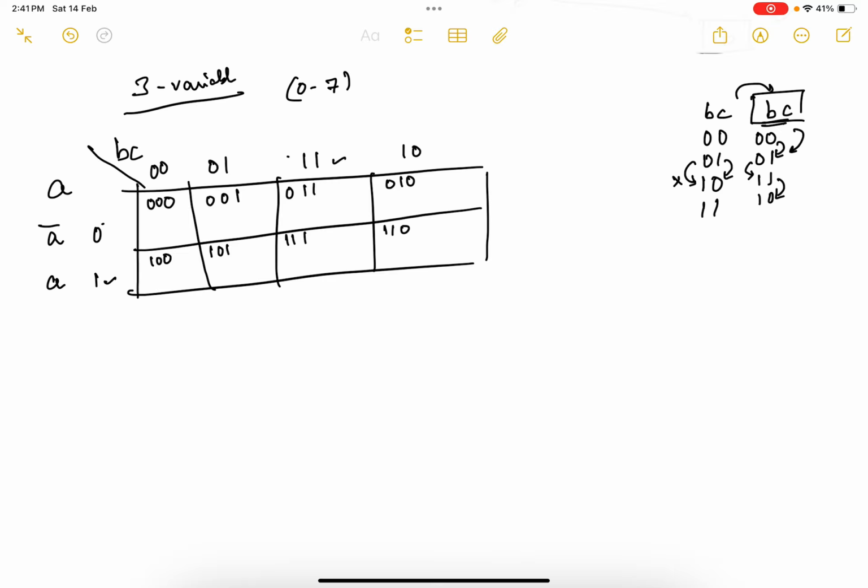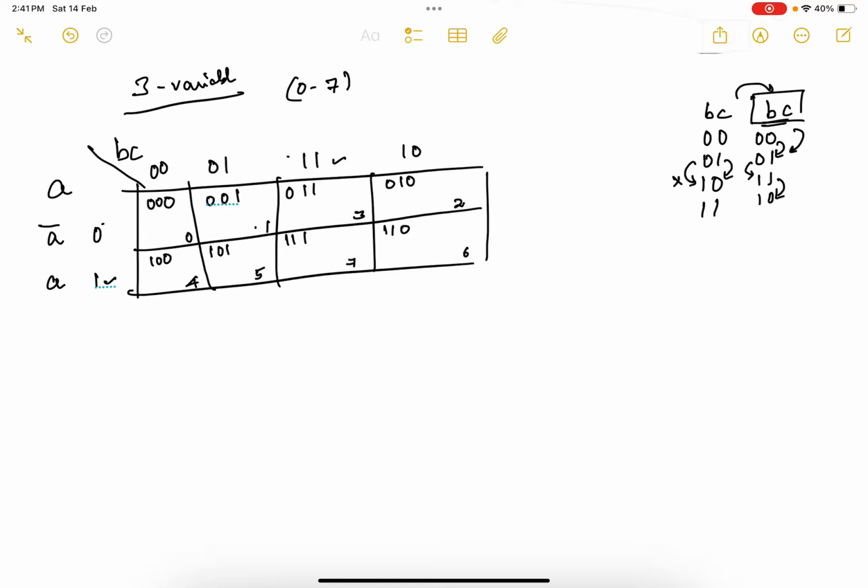If we talk about the decimal equivalents: 000 is 0, 001 is 1, 011 is 3, 010 is 2, 100 is 4, 101 is 5, 111 is 7, and 110 is 6. So this is how we write it: 0, 1, 3, 2, 4, 5, 7, 6.